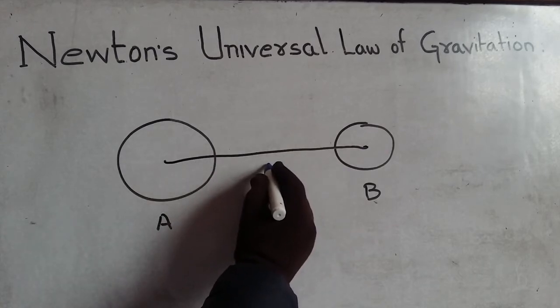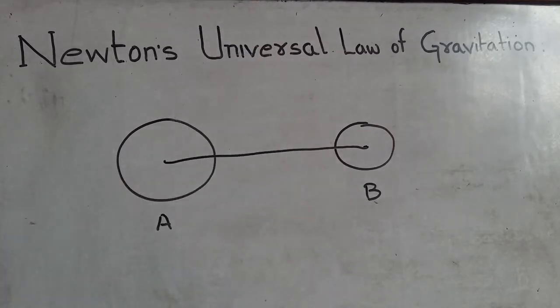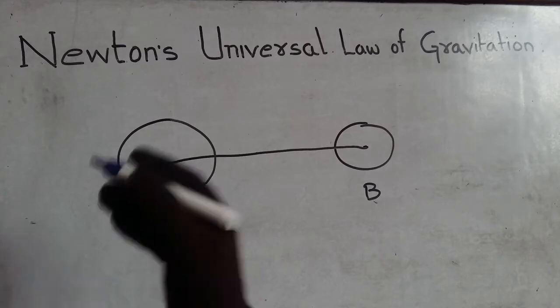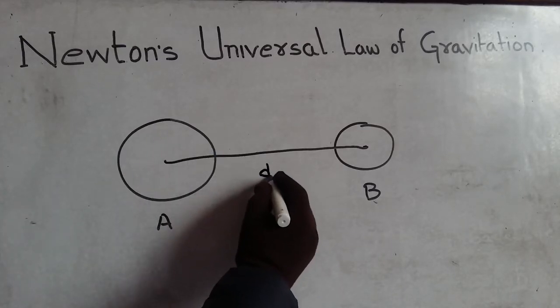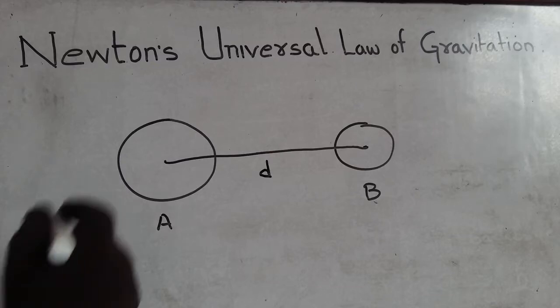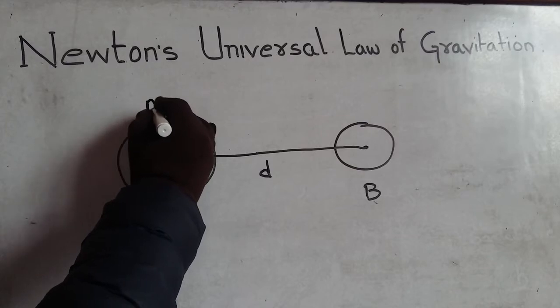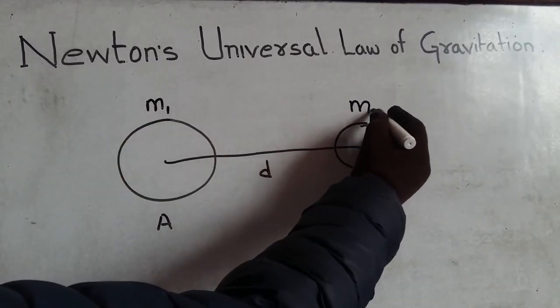Let the distance be 10 meter, 20 meter, 10 centimeter, 20 centimeter, 100 meter, 100 kilometer, whatever. So we denote the distance by D. And let us assume that the mass of A be m1 and the mass of B be m2.